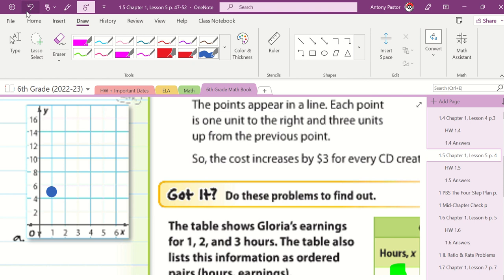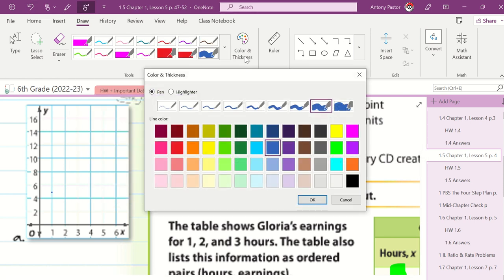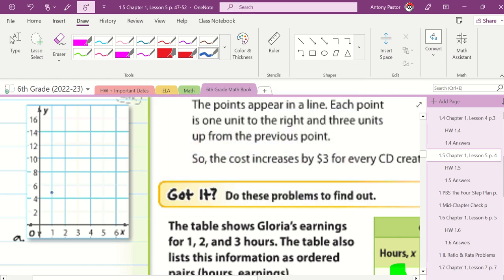That's a little too big. Let's go ahead and pick a different one. Let's do this, and let's do that one. That one should be fine. So for the first hour of work, she gets paid $5. She's right there between 4 and 6 because 5 is right there.